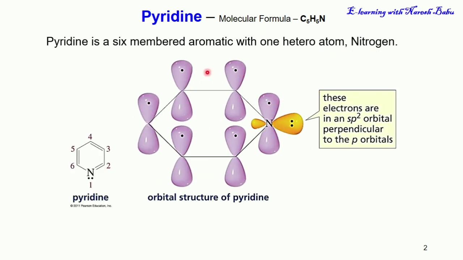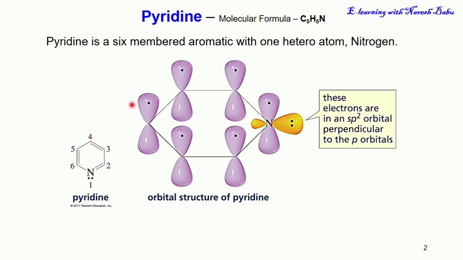This picture indicates that pyridine is a six-membered aromatic ring with one heteroatom, that is nitrogen. We should always start the numbering at the heteroatom nitrogen as 1, then 2, 3, 4, 5, 6. In this way, we can number either clockwise or anti-clockwise, starting with the nitrogen as 1.